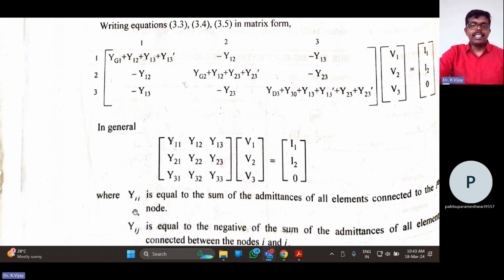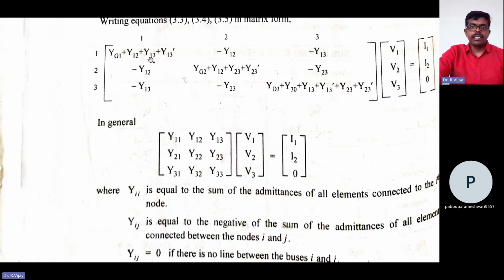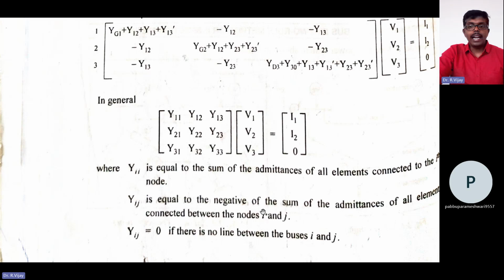Next, Yij. What is Yij? Yij is equal to the negative of the sum of the admittances of all the elements connected between the nodes i and j. In this formulation, the diagonal elements alone are positive, and all off-diagonal elements are negative. That is default, so it comes out negative. That you need to remember.